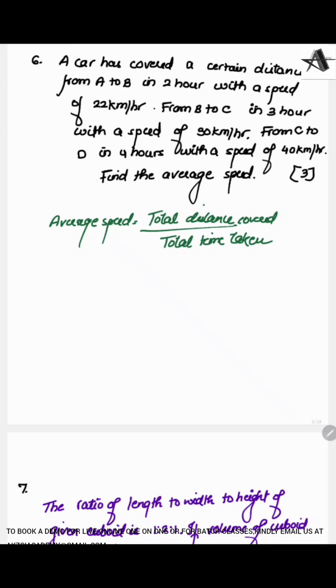So total distance, we first have to calculate total distance because we have no idea of the distance. We know that speed is equal to distance over time. That means distance would be speed into time, and we have to calculate distance for each. That means let me calculate the distance when the car moved from A to B. It moved in 2 hours with a speed of 22 km per hour. That means I just need to multiply them together to get the distance.